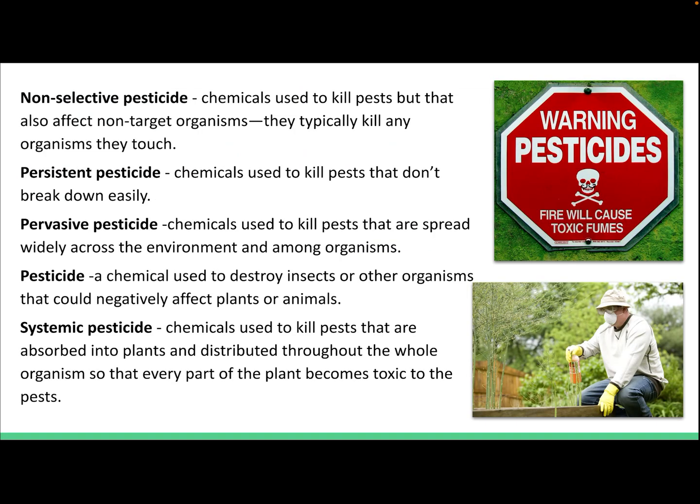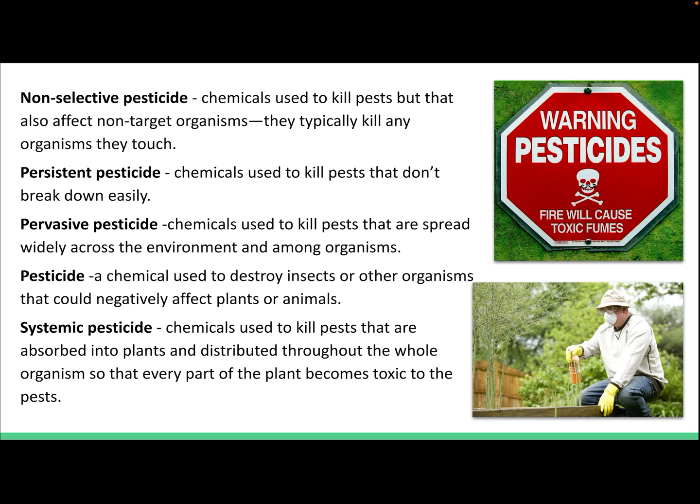Some other definitions with regards to pesticides. Key terms. A non-selective pesticide is a chemical used to kill pests that also will affect non-target organisms. Non-target organisms are the ones that are not the intended victims. They typically kill any organisms they touch. Persistent pesticides are ones that don't break down easily, so they stay in the environment for a long period of time. Pervasive pesticides spread widely across the environment and among organisms. So they're not very targeted in terms of where they can go.